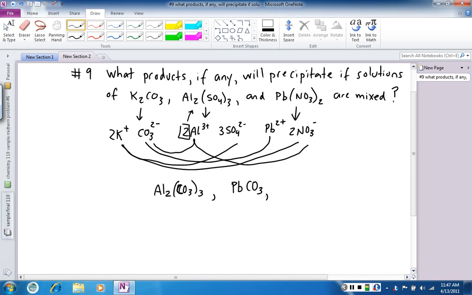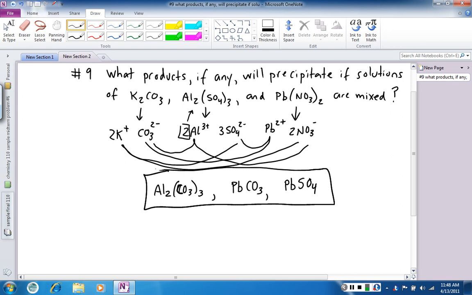The next step is to take Pb over to SO4 2 minus. Again, if you know your solubility rules, you'll know that that's not soluble, and SO4 is 2 minus and Pb is plus 2. So these are the 3 guys that will precipitate when you mix these chemicals.